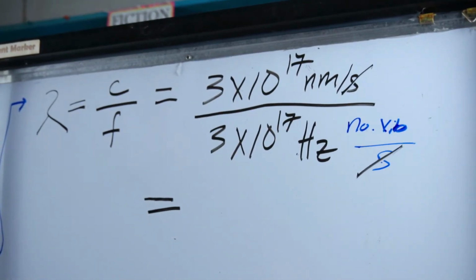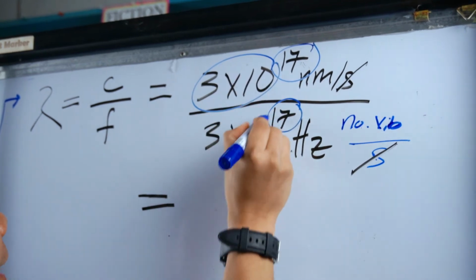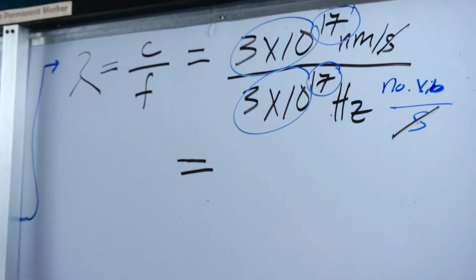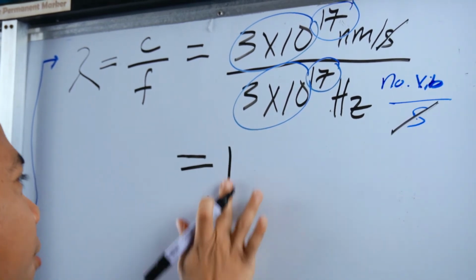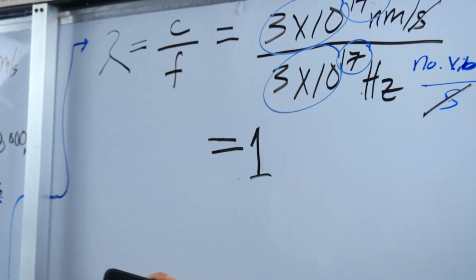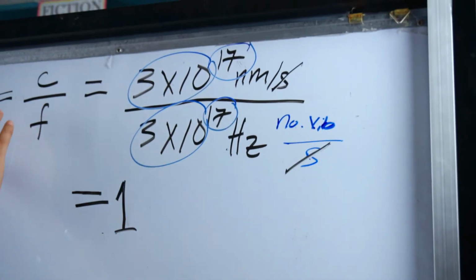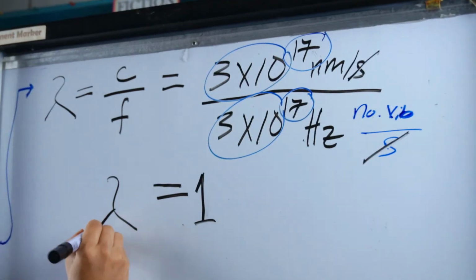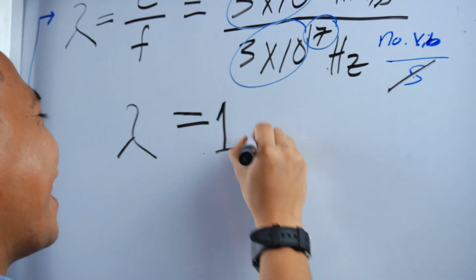5 divided by 5. Same power, same numbers. So that is 1. So that is 1. For the unit that remains, since we're asking about lambda, that is in nanometer.